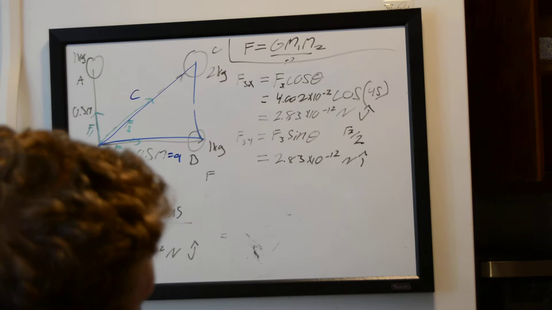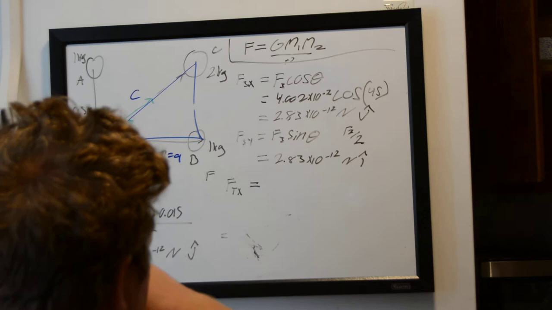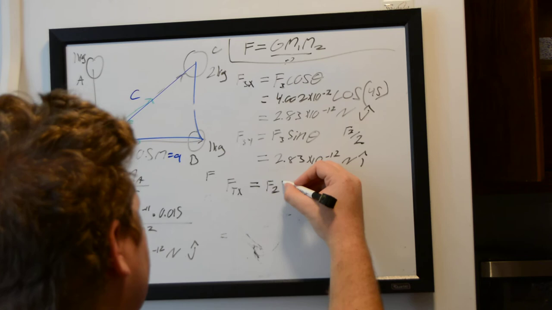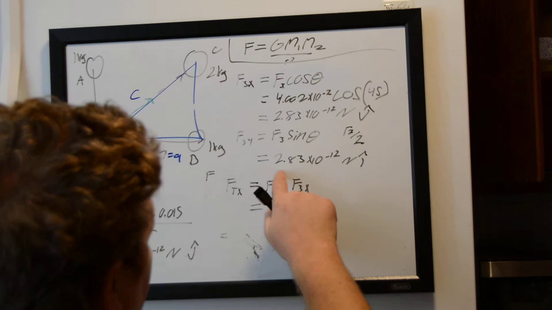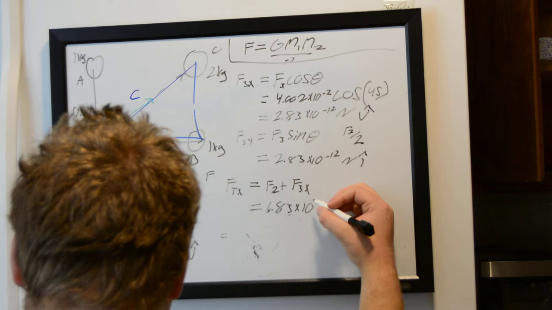So now we add all of our forces. The total force in the x direction is equal to, so let me look at it here. That's going to be our force 2, because that's our x-axis there, plus force 3x, which we know was the 4.002 times 10 to the negative 12, plus our 2.83 times 10 to the negative 12, which comes out to be 6.83 times 10 to the negative 12 newtons.